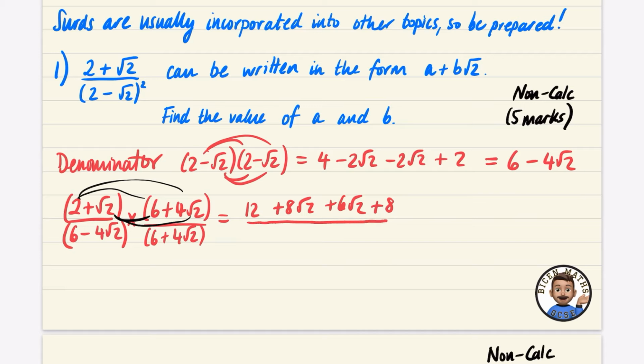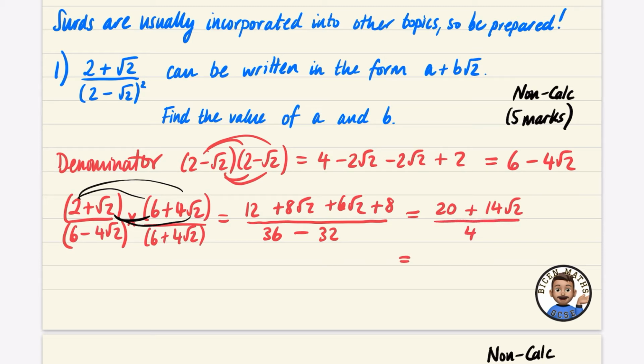And then the denominator, remember you can spot that quick pattern. We've got the 6 times 6, which is 36. And all of the other surdy bits in the middle will cancel when you do that, because it's the difference of two squares. And you're going to do the 4 root 2 times the 4 root 2. That's 4 times 4 times 2, which is 32. So the numerator simplifies to 12 plus 8, which is 20, and the 8 plus 6 for the root 2's, which is 14 root 2, and that is being divided by 4.